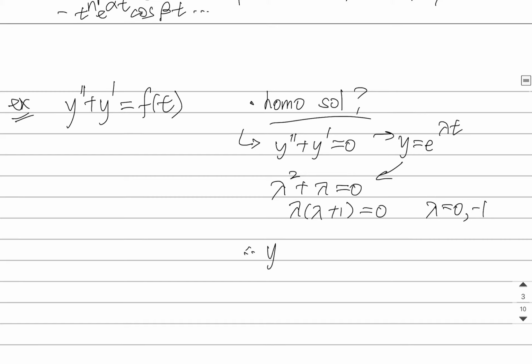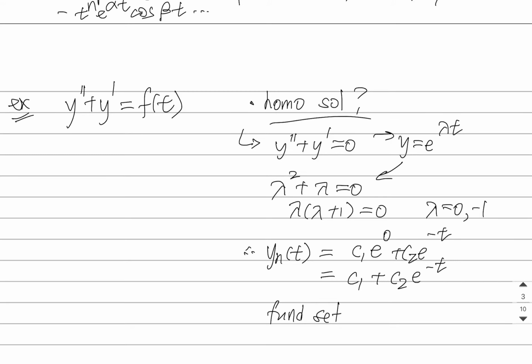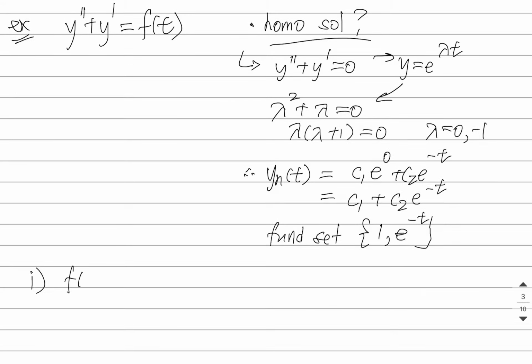So that means that the homogeneous solution would be c1 e to the 0 plus c2 e to the minus t, or better yet, c1 plus c2 e to the minus t. Our fundamental set for this problem is 1, e to the minus t. So now what I'm going to start to do is give you some different driving forces.